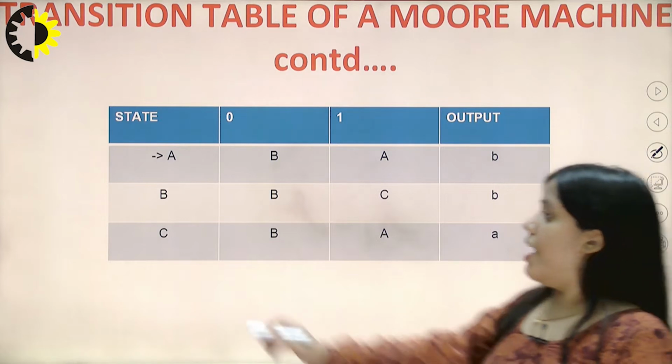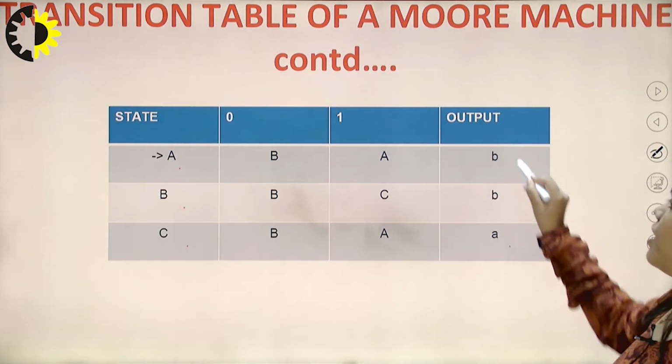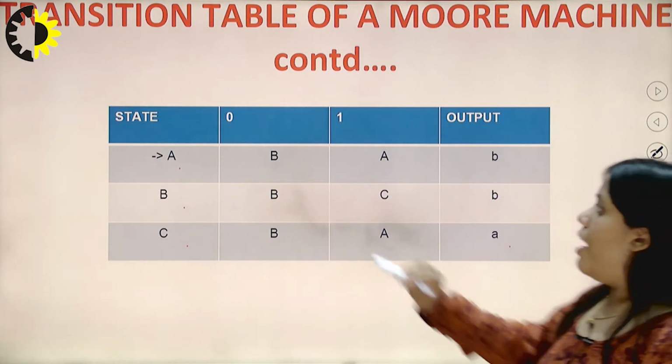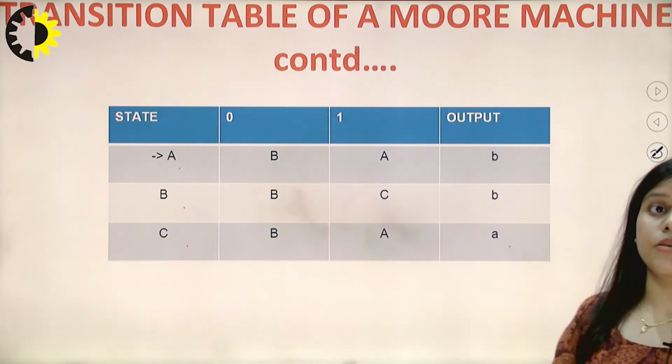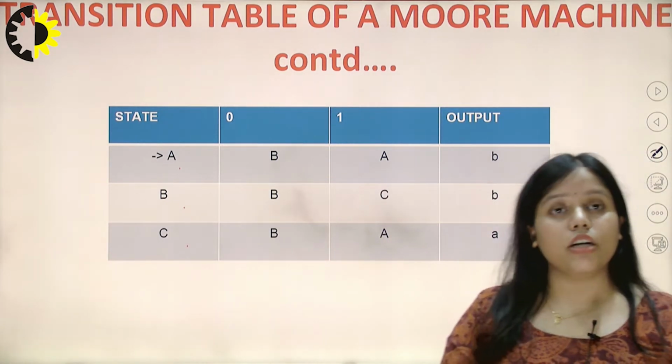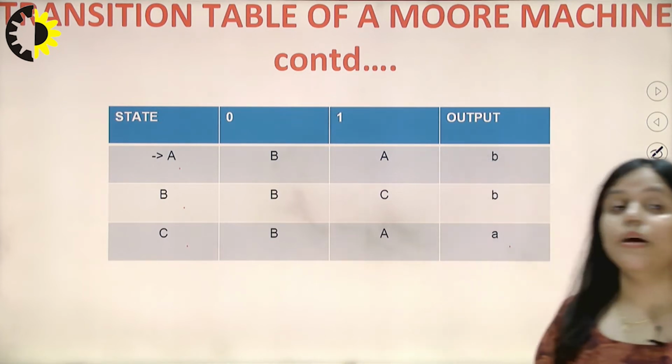Now if we can see, every state A, B and C. C has its output A and the others have output B. And we have the inputs, the transition tables. That transition table is in front of you. Now what we are going to do is convert this exact table into the Mealy machine.